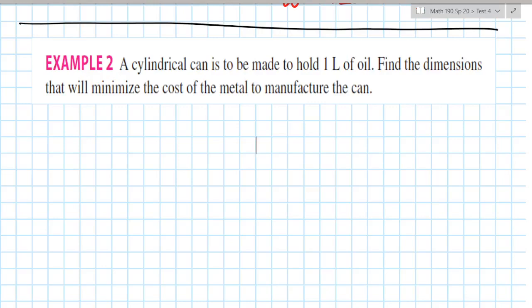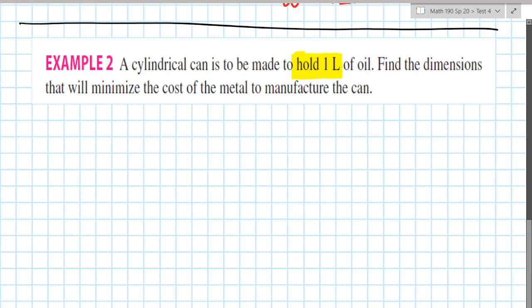A cylindrical can is to be made to hold 1 liter of oil. Find the dimensions that will minimize the cost of the metal to manufacture the can. So in this problem, we have a constraint on our problem. It's made to hold 1 liter of oil. So that means this is going to be a secondary equation.